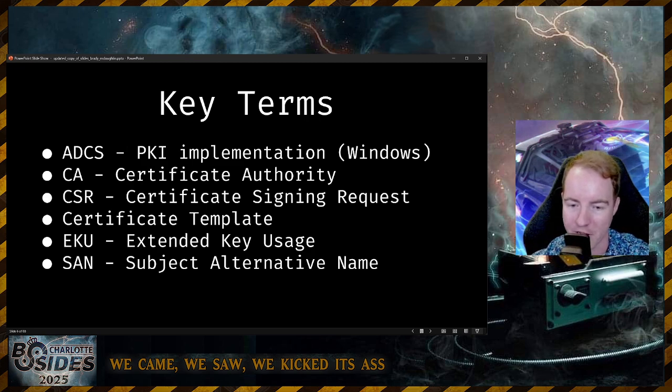And then the last one here is a SAN, or a subject alternative name. This is another certificate attribute that we can use to specify if a principal needs to be able to use a certificate to log in as an additional principal. They would use a subject alternative name. And we'll talk about some exploitation for that here in just a minute.